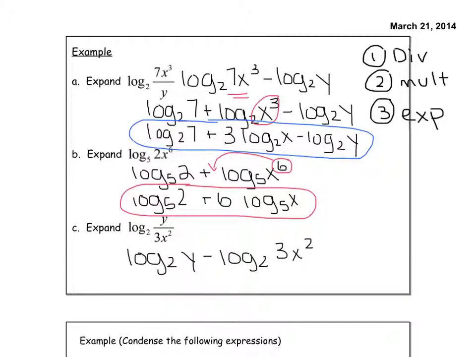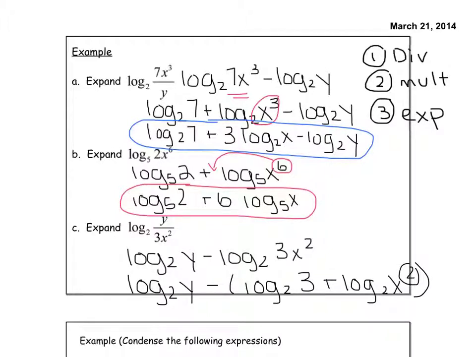Then your next step is always to get rid of multiplication. But the multiplication was in the denominator, so we need to make sure that that whole thing is subtracted. So it's going to be minus log base 2 of 3 plus log base 2 of x squared. So I expand the whole denominator. Then I want to get rid of that exponent, that squared exponent.